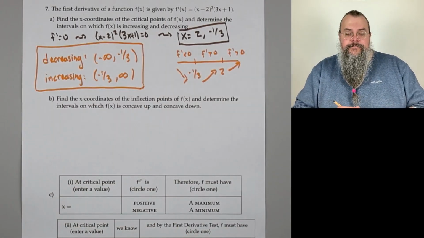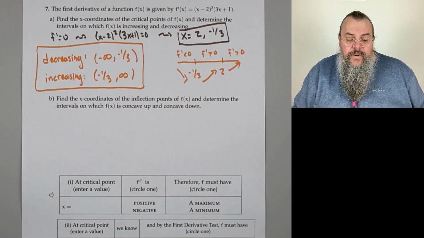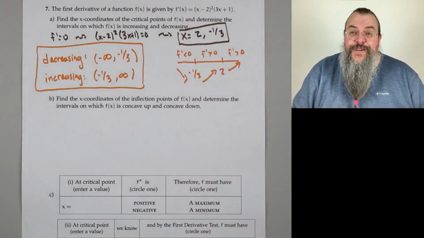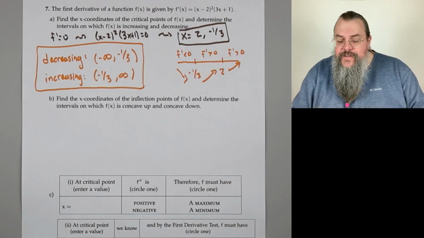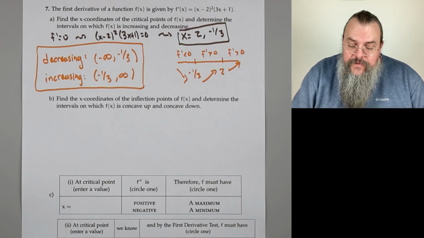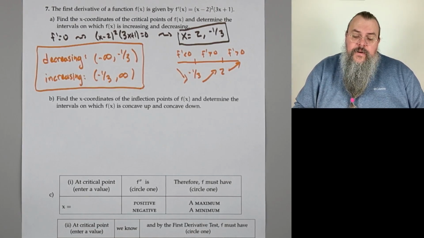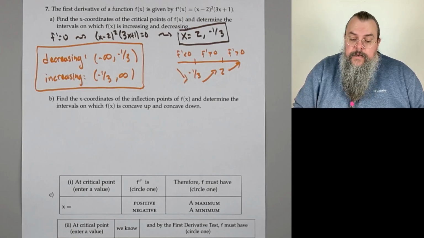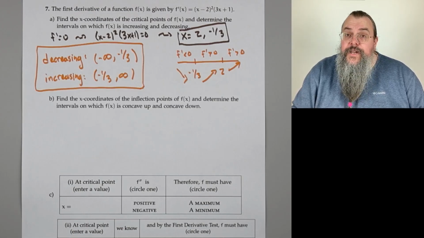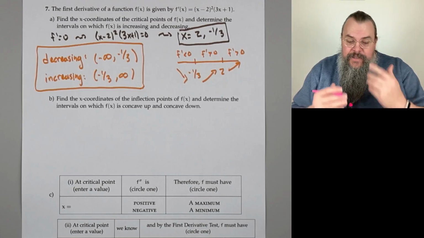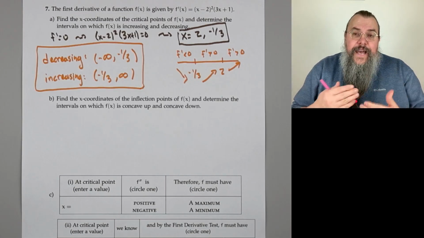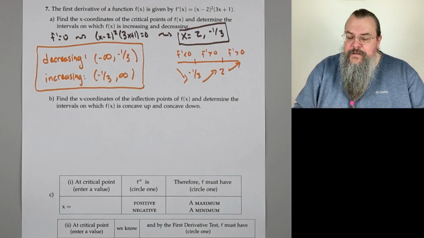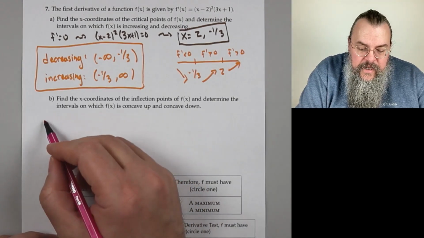So there we go. All right, so on to part B. We've run out of space for part A, so hopefully we've run out of question as well. Find the x-coordinates of the inflection points of f of x and determine the intervals on which f of x is concave up and concave down. Okay, well, what do we need? Well, if we're talking about inflection points and concavity, we need the second derivative. So we have the first derivative, so let's find the second derivative, f double prime.